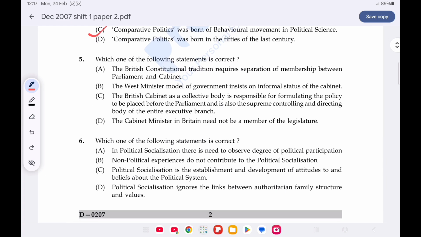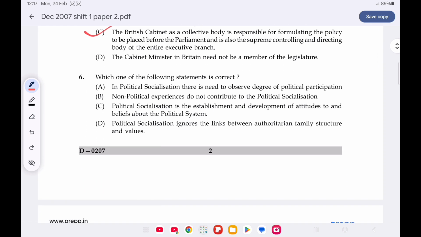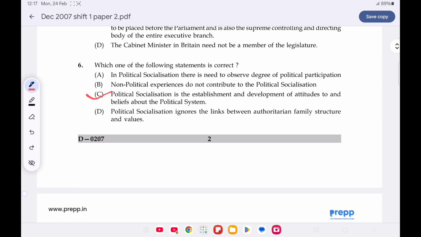Option C is correct. The British Cabinet as a collective body is responsible for formulating the policy to be placed before the Parliament and is also the supreme controlling and directing body of the entire executive branch. Now question number 6. Which of the following statement is correct? Option C is correct. Political socialization is the establishment and development of attitudes to and belief about the political system. Now move on to next question.